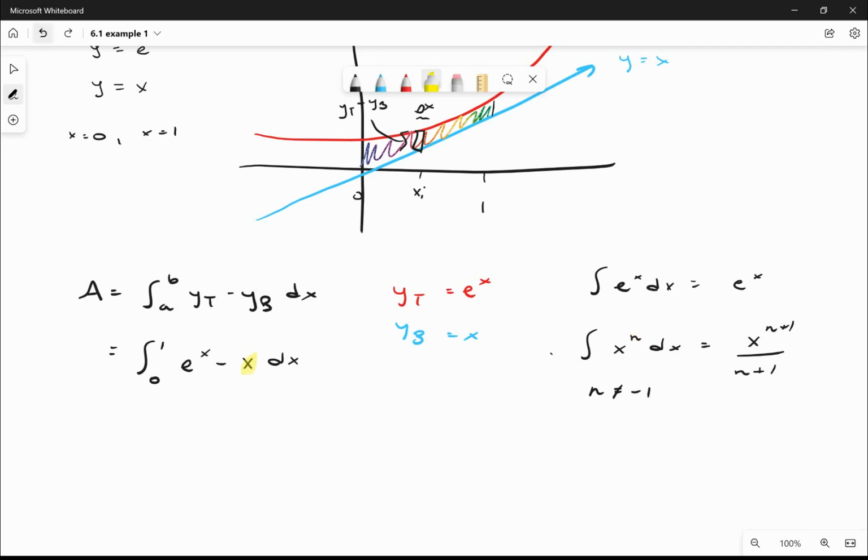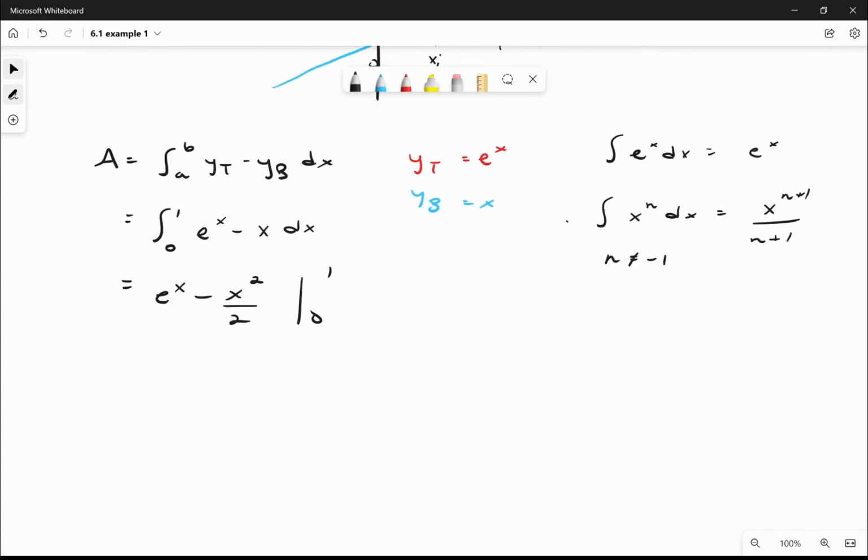So we have this is equal to e to the x minus x to the 1 plus 1 over 1 plus 1, so x squared over 2, from 0 to 1, right? And so this is equal to e to the 1 minus 1 squared over 2 minus the quantity e to the 0 minus 0 squared over 2. Don't forget those parentheses there. In this case, I guess it doesn't matter, but because this is just 0.